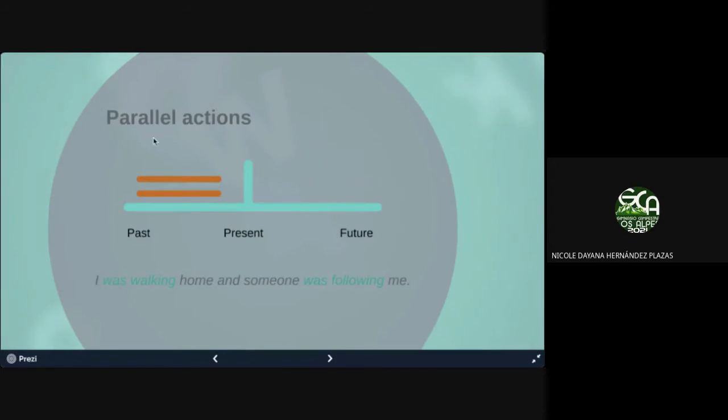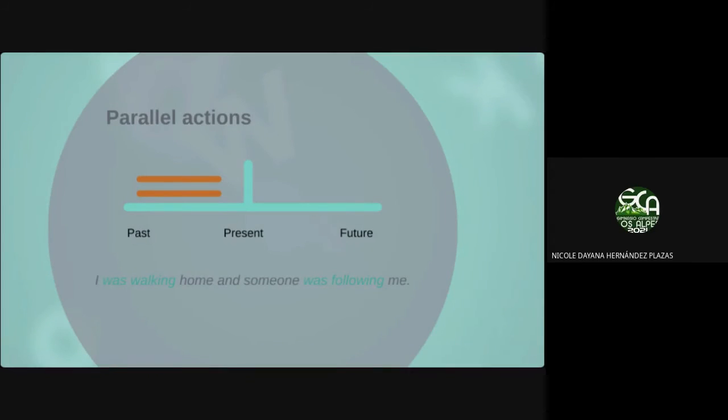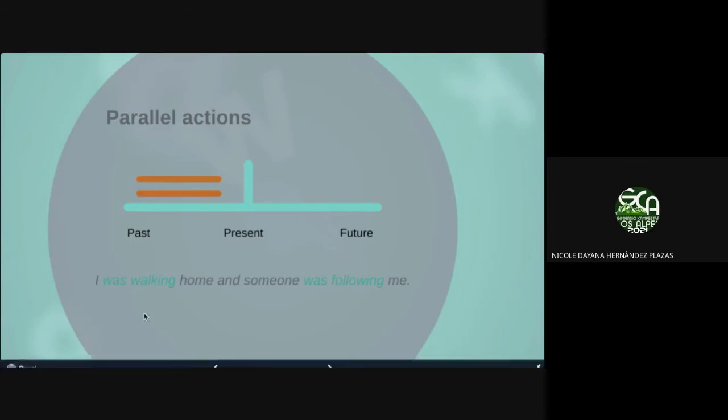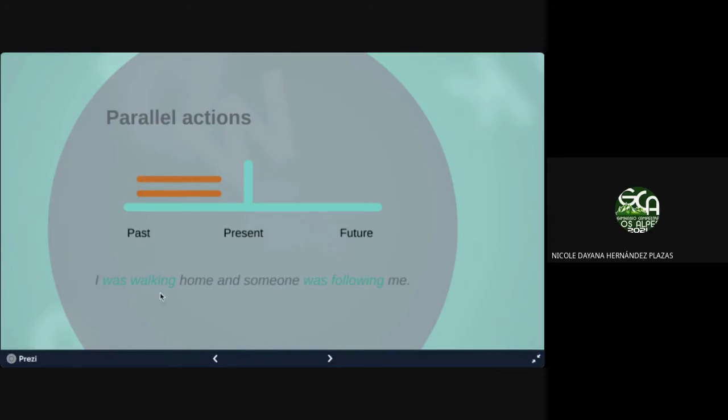We are talking about parallel actions, okay? When you have two actions that happen at the same time in the past, you are going to use just past continuous. Vas a usar solo el pasado continuo, porque no hay una acción que te interrumpa la otra y te están hablando de una continuidad en esas acciones. Acciones que estaban tomando un tiempo, sucediendo en simultáneo en el pasado. So we are going to take a look to this example. Isa, can you please help me reading the example?